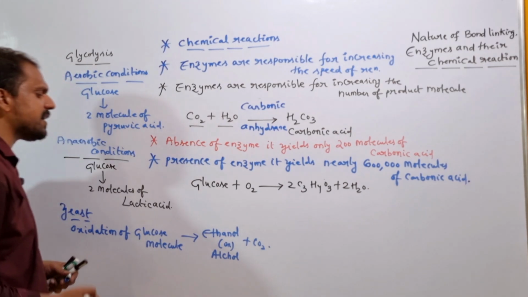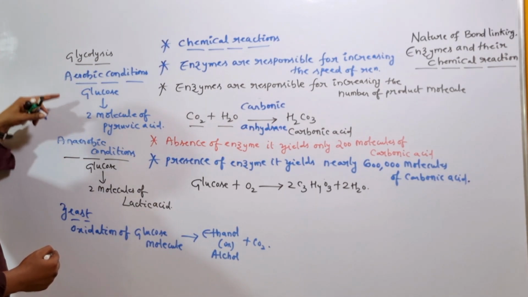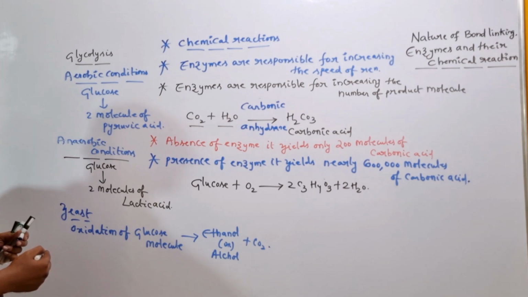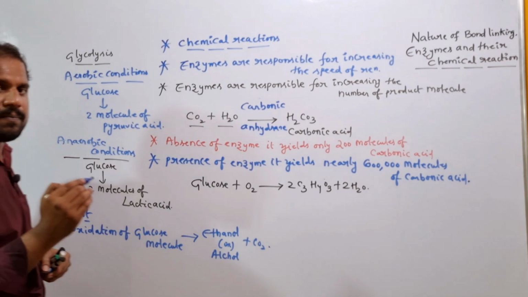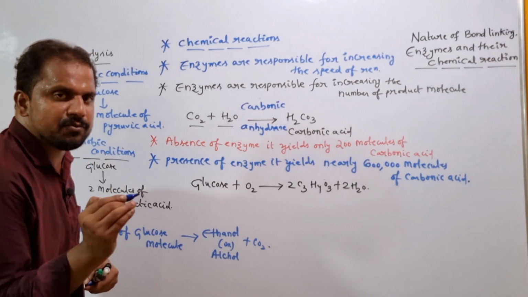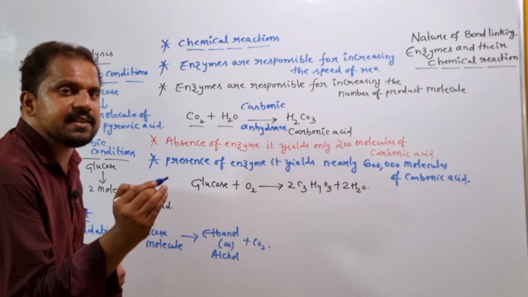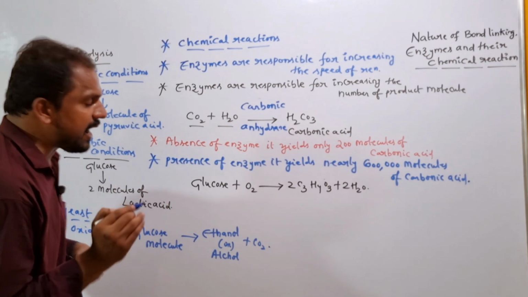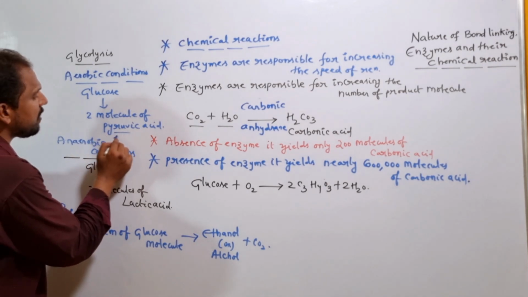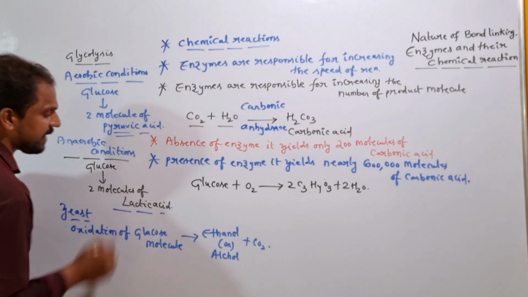So here we need to understand one key point. In all the conditions, aerobic as well as anaerobic, the specific metabolic pathway is very similar. So the oxidation of glucose molecule has taken place, but the specific product formed under various conditions varies. Under aerobic conditions, 2 molecules of pyruvic acid are produced. Under anaerobic conditions, 2 molecules of lactic acid are produced.